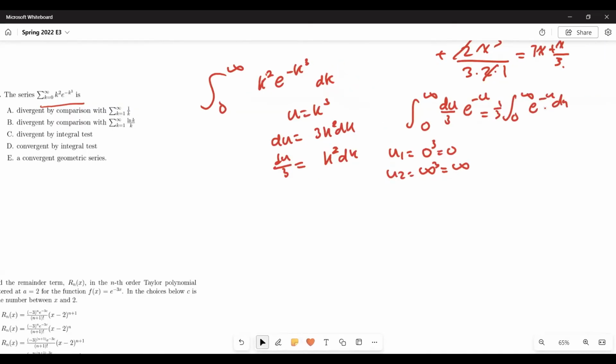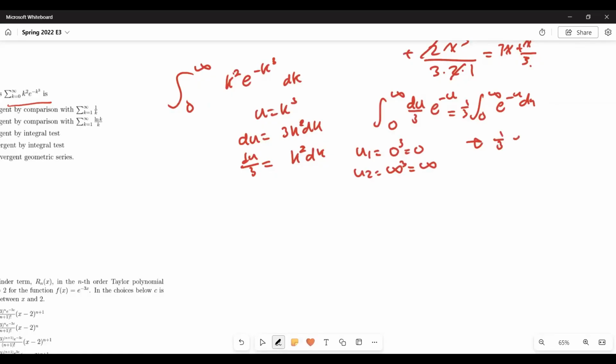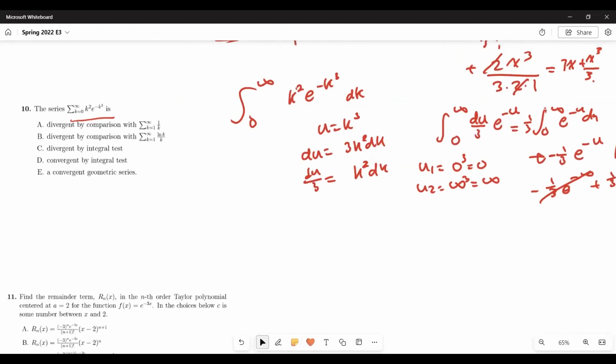And if you integrate that, this becomes negative 1 over 3 e to the minus u from 0 to infinity. This is negative 1 over 3 e to the negative infinity plus 1 over 3 e to the 0. This goes to 0, this becomes 1 over 3. So there is a value that converges, so this is going to be convergent by the integral test.